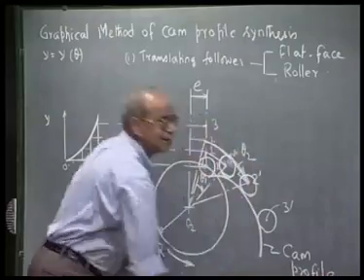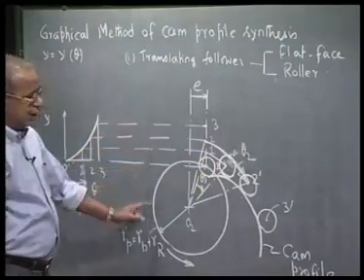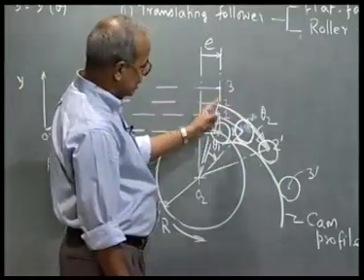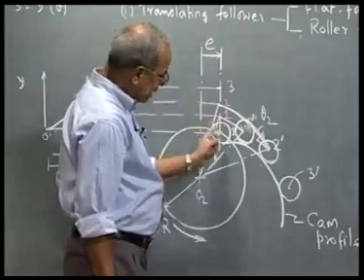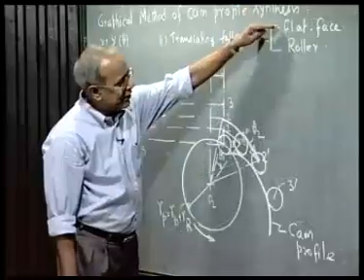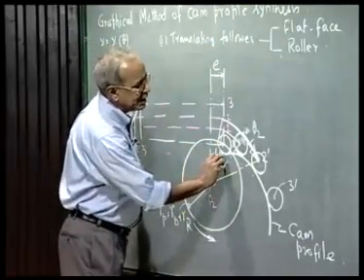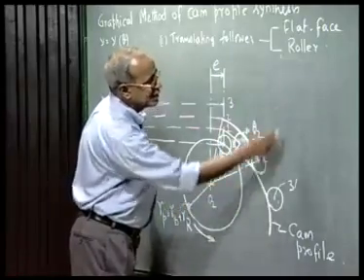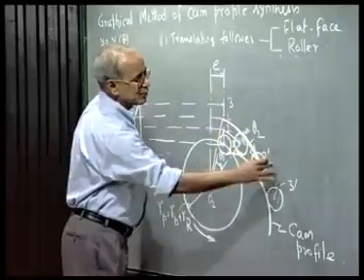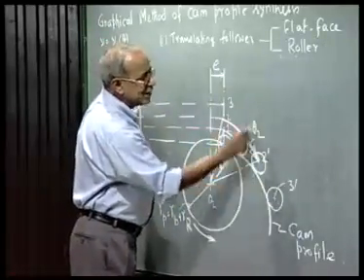So, the methodology is just the same as the analytical method. I make a kinematic inversion with the cam fixed, get the inverted position corresponding to the trace point, and draw the family of straight lines or circles representing the flat face or the roller follower. Then the cam profile is nothing but the envelope to this family of circles in case of roller followers, or in case of flat face follower, to the family of straight lines representing the follower face at the inverted positions.